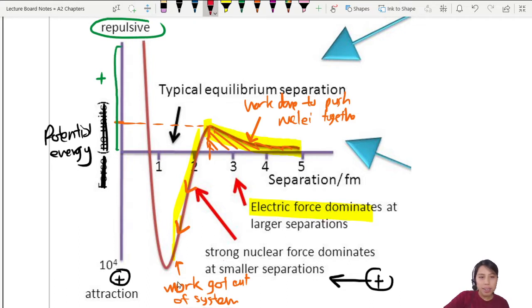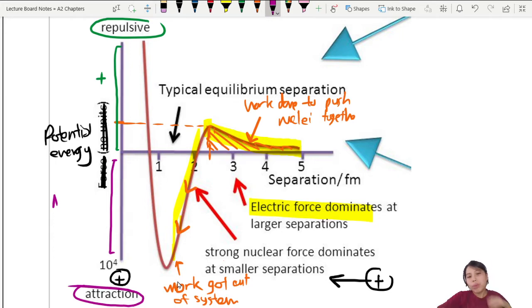Suddenly, you are attractive. And that's on the bottom part of the graph. Negative is attractive. Oh, it's written here. Attraction. Okay, so suddenly you're in the positive. So the thing is, work got out. Lots of energy comes out. The work done that you put in, but even more.